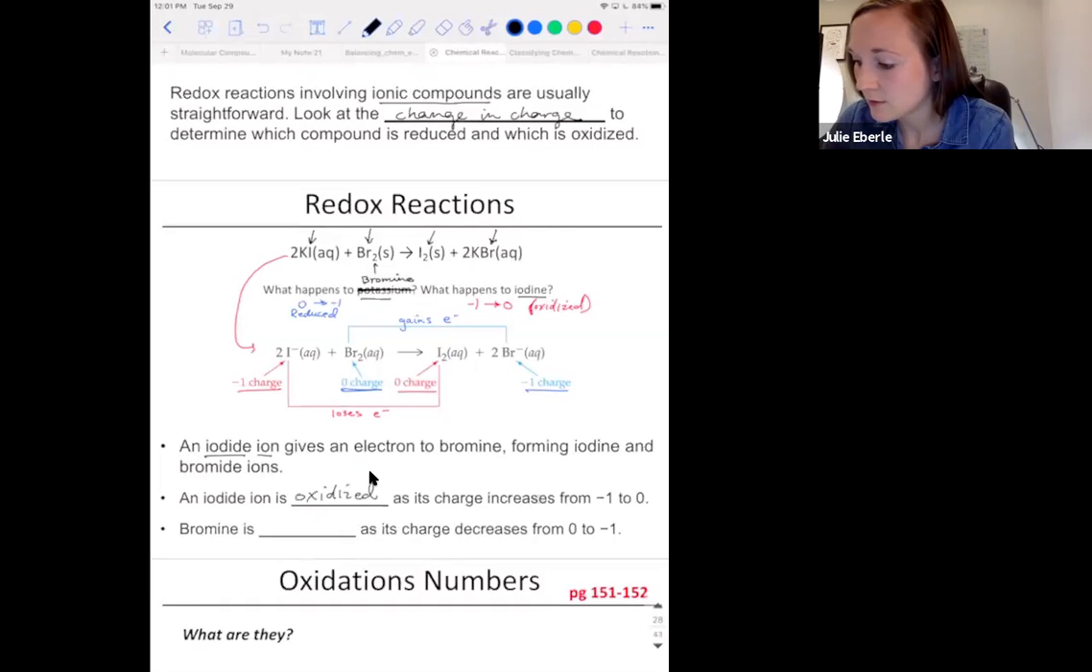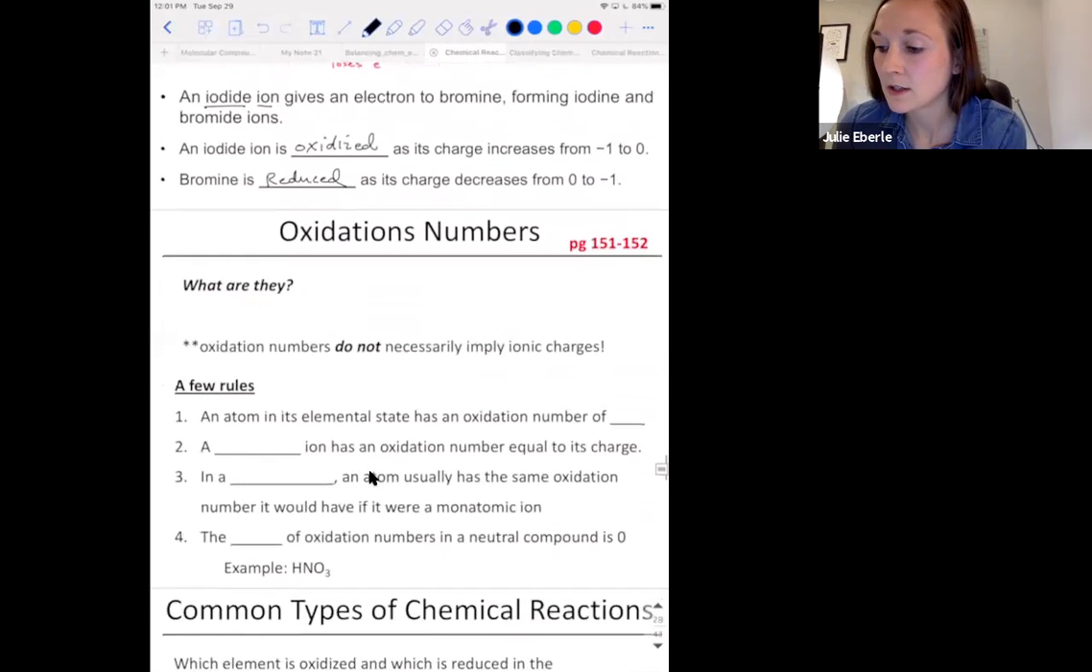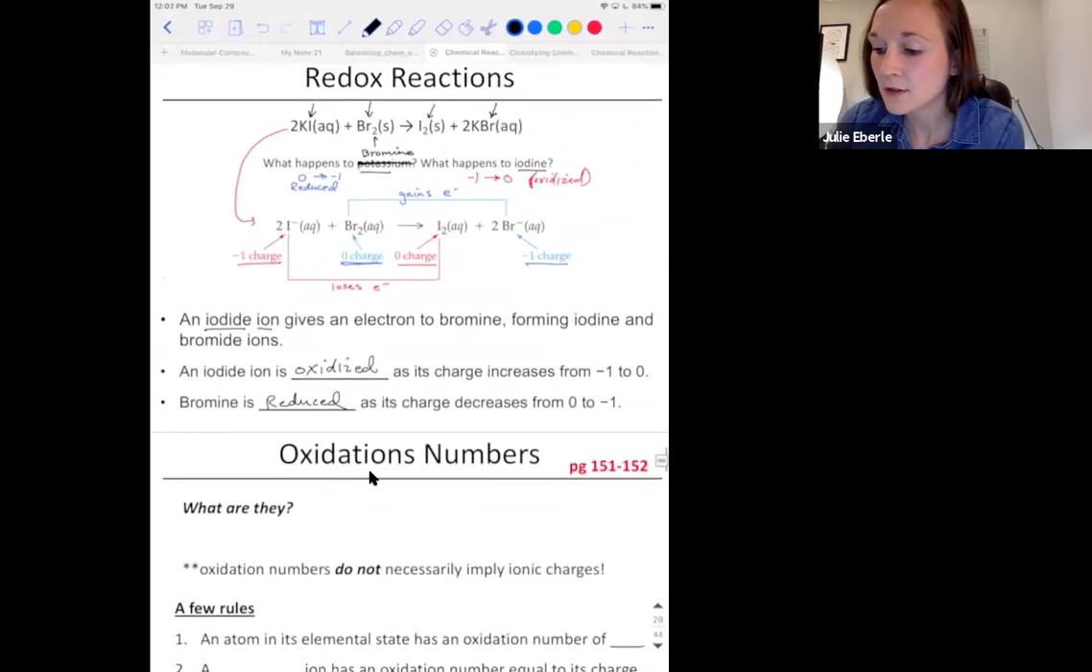From -1 to 0. Bromine is reduced as its charge decreases from 0 to -1. Okay, so that's oxidation reduction. Now, really quick, I'm going to talk about these numbers that we're writing in.